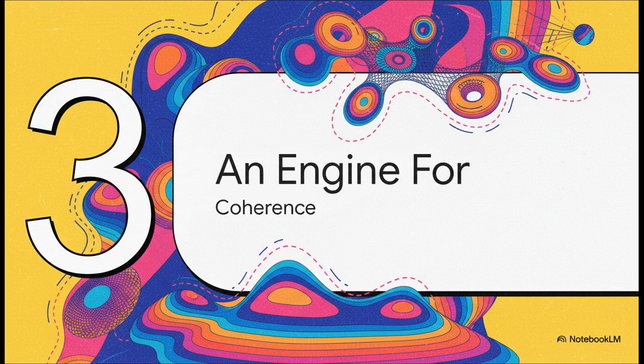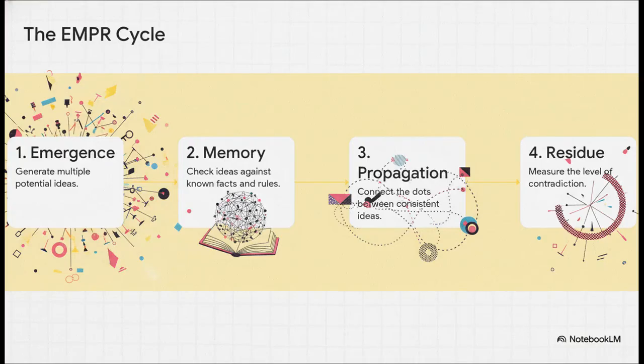So, how do you fix a flat reality? Well, you've got to add some topography. The paper proposes a whole new architecture to do exactly that. It's called the Topological Inference Engine, or TIE for short. Now, this TIE thing works on a four-step cycle called EMPR.